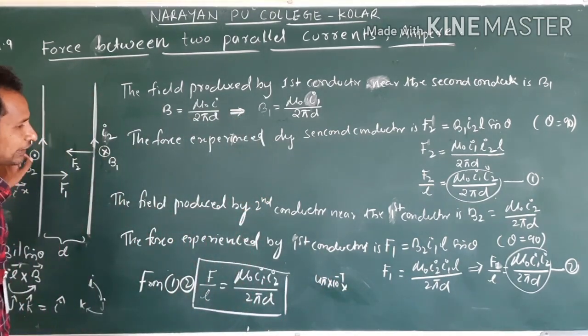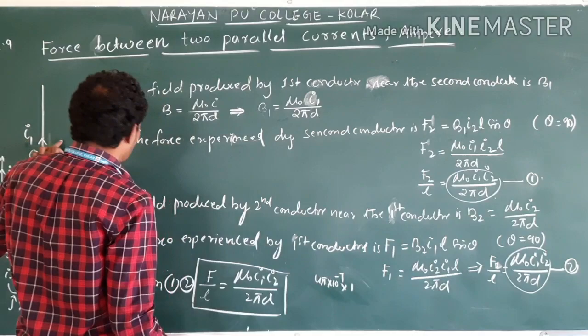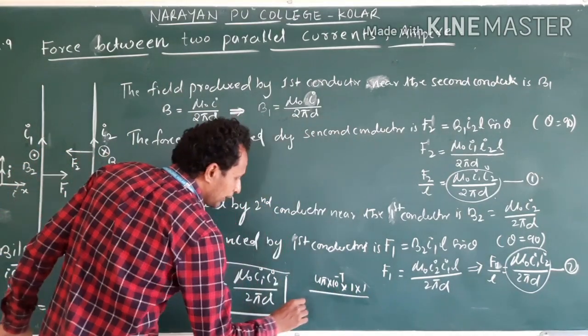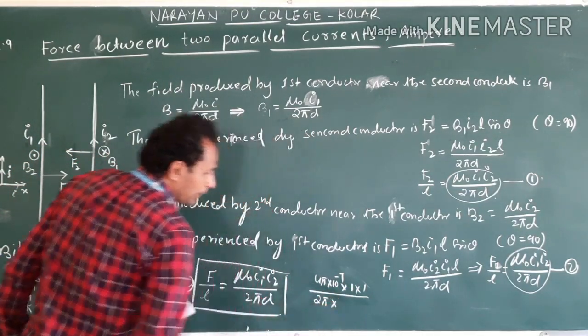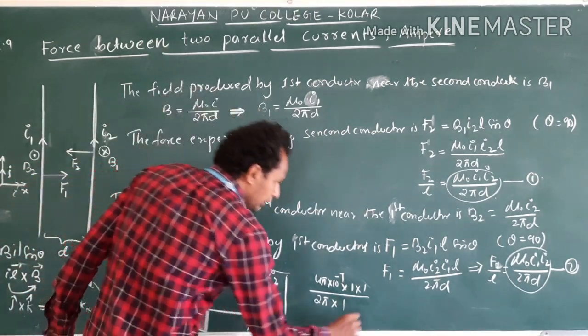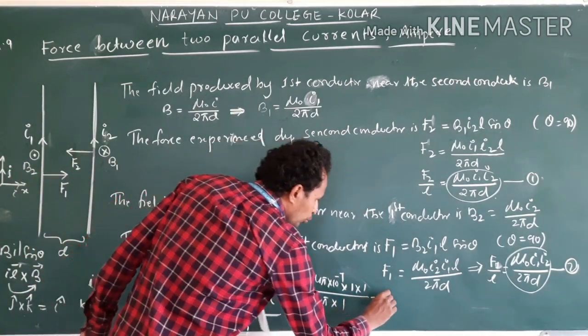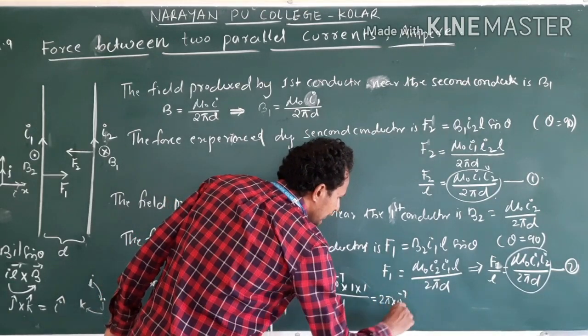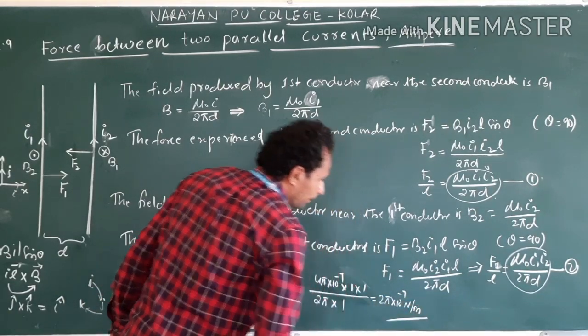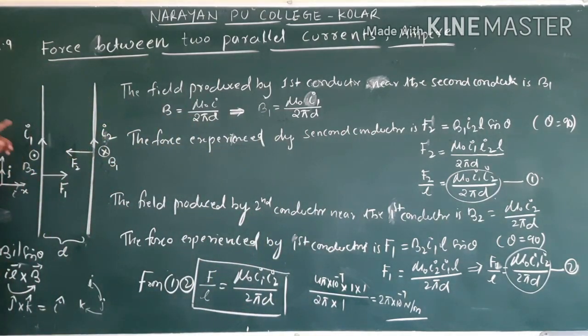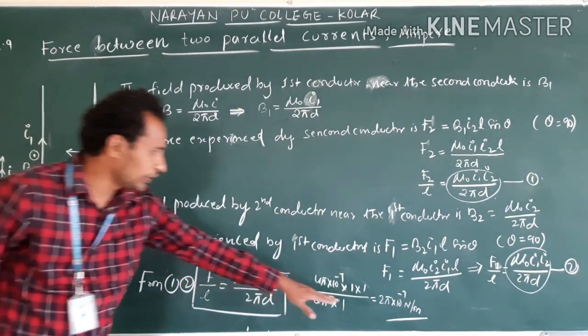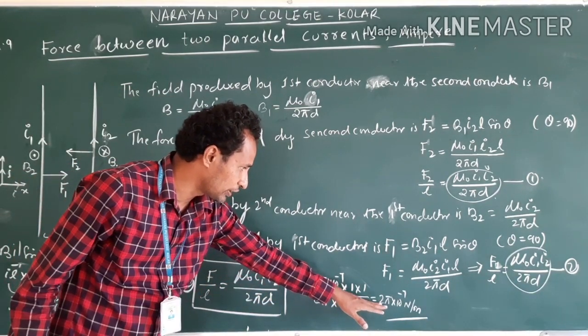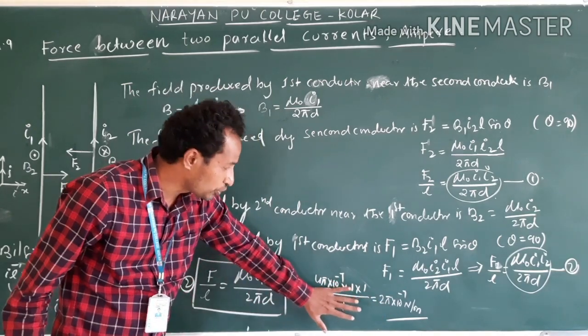If the strength of the current I1 is 1 ampere, I2 is 1 ampere, and the separation between them is 1 meter, then the force will be 2 pi into 10 power minus 7 Newton per meter. I substituted the I1 value, the I2 value, 1 ampere, and D as 1 meter, and calculated. What did we get? 2 pi into 10 power minus 7 Newton per meter.